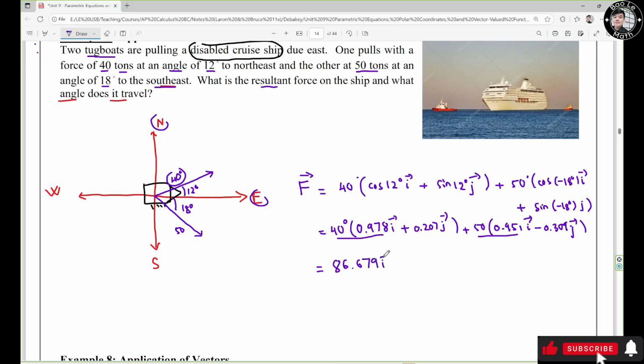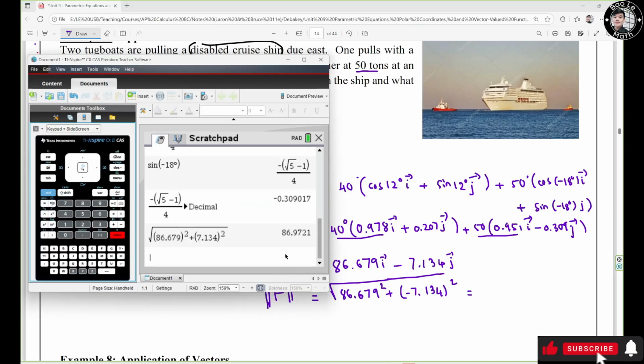86.679 i, minus 7.134 j, right? Now you need to find the magnitude of the force. Square root of 86.679 squared plus negative 7.134 squared. The answer is 86.972, right?